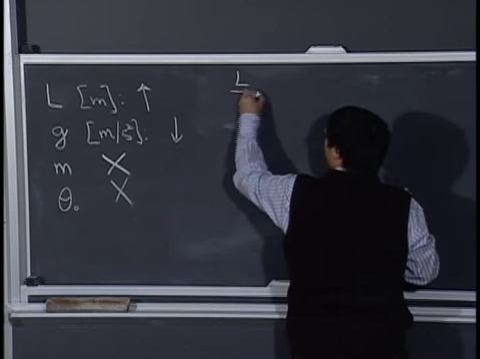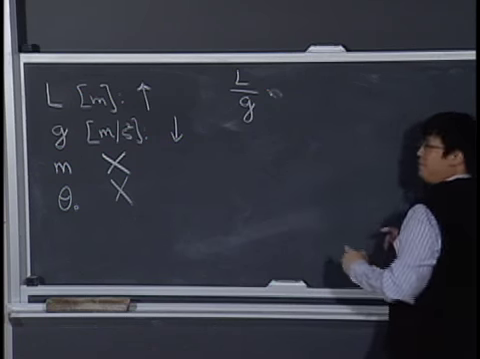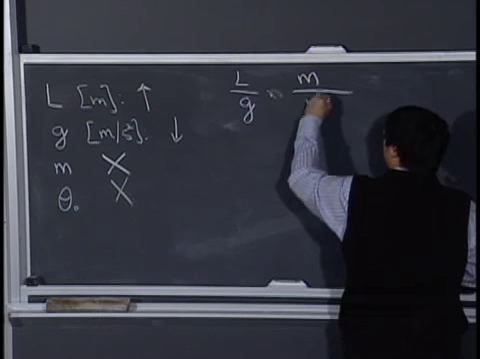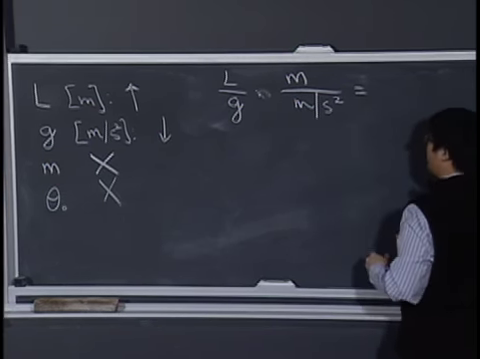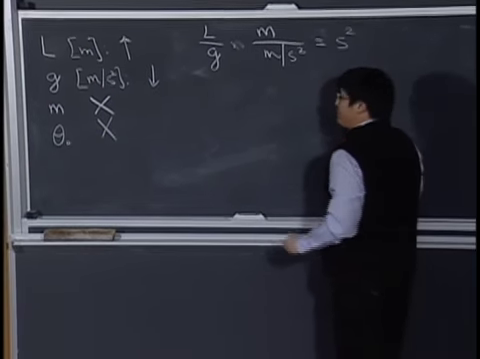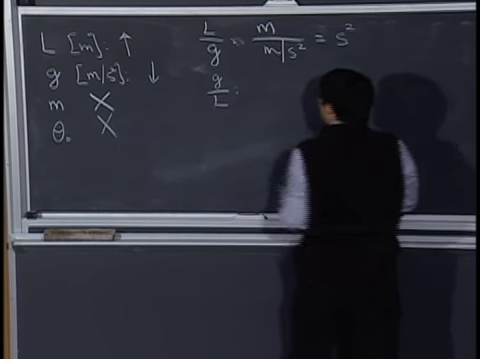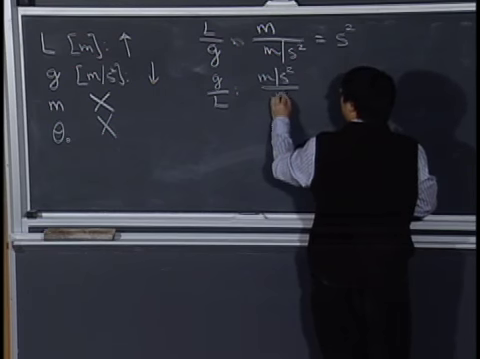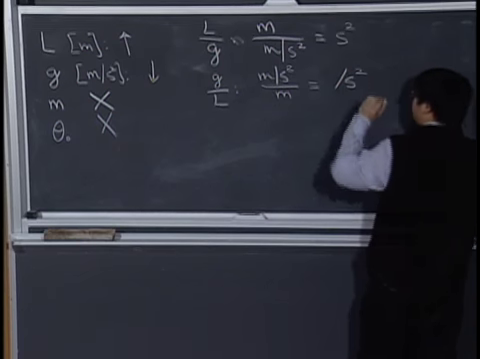So let's look at length divided by gravitational acceleration, L divided by g. So this has units of meters over meters per second squared. So as we wanted, the meters will cancel away, and we're left with seconds squared. If we divide the other way, g divided by L, that has units of meters per second squared divided by meters, which is per second squared.